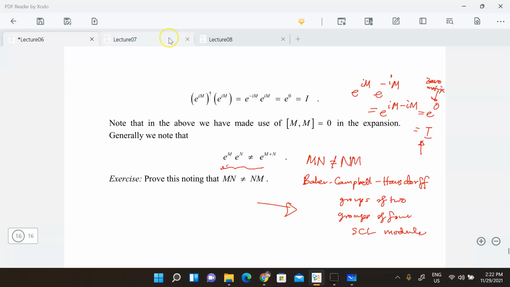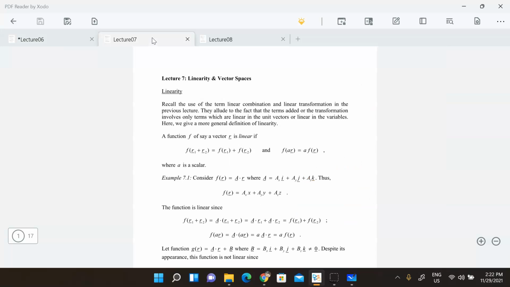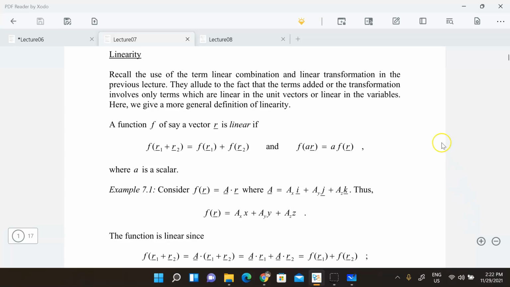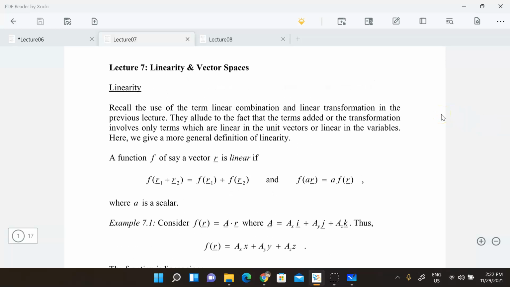Okay, so now let me move on to the next lecture, which is lecture 7. Let me enlarge this a little bit. The idea here is to introduce the general concept of linearity. The word linear will come up quite a lot in both maths and physics, because that is a very important concept we use in either maths or physics.